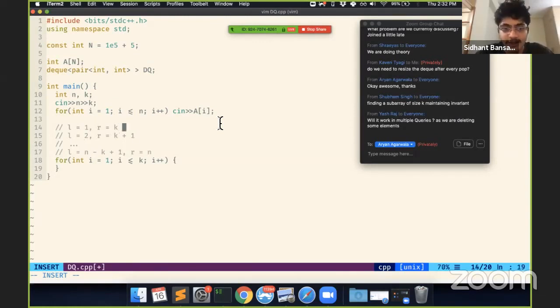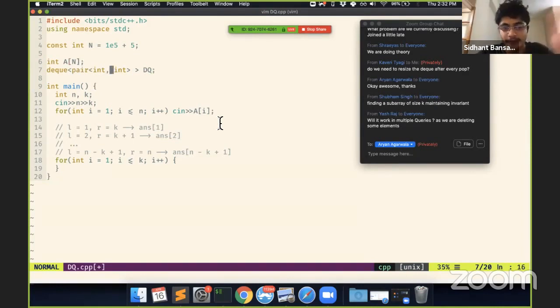And for each of them, you know the answer. This will be answer 1, this will be answer 2, and so on. This will be answer N minus K plus 1. And recovering the entire answer array takes you order N. That's our idea. So we have this DQ structure in which we have a pair inside.